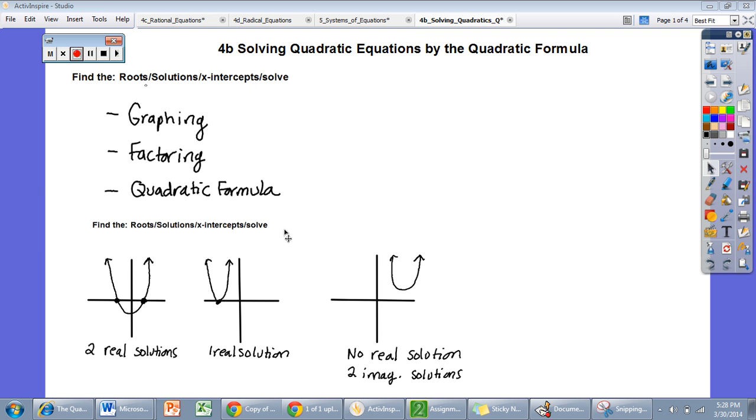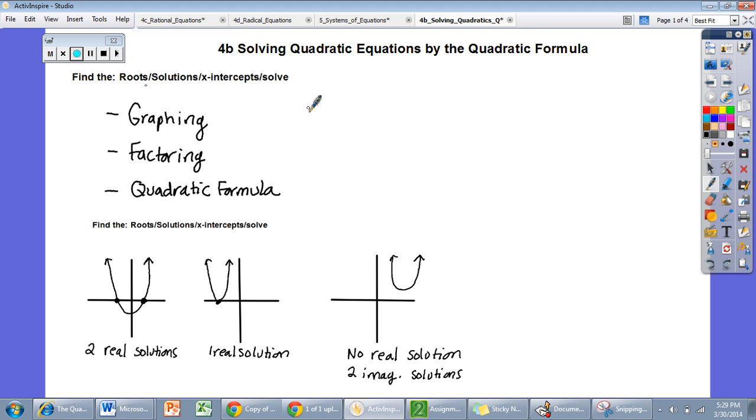This video is to review solving quadratic equations by the quadratic formula. And I just want to talk a little bit about vocabulary. I also talked about this in the solving quadratic equations by factoring and by graphing video. But the vocabulary here is important. You'll be asked to find the roots or the solutions or the x-intercepts or to solve the equations, and all of this vocabulary means exactly the same thing.